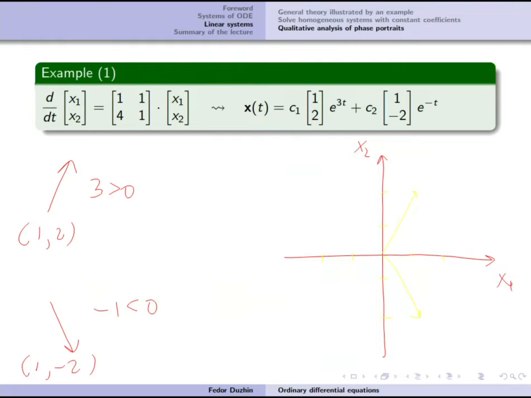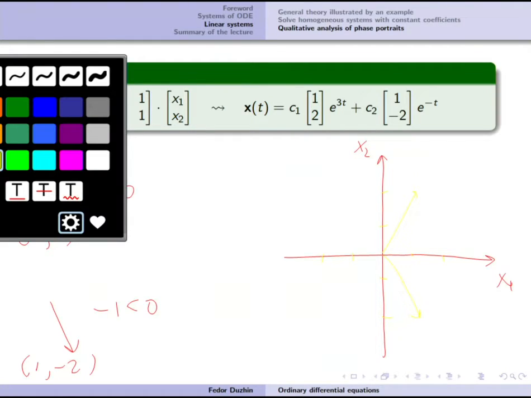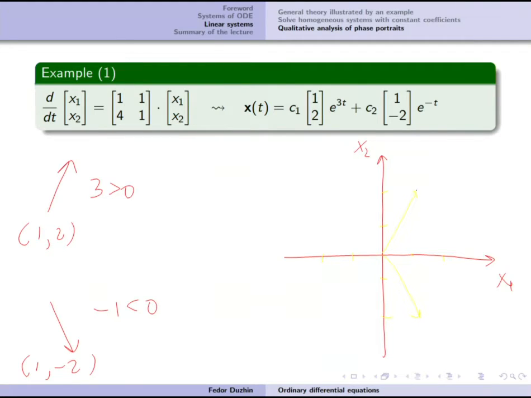Now, we know that there exists a solution parallel to the vector 1, 2. This is a solution, and this is also a solution. The solutions corresponding to positive eigenvalues tend to go away from the origin. So that's why the direction along this is going to be away from the origin.